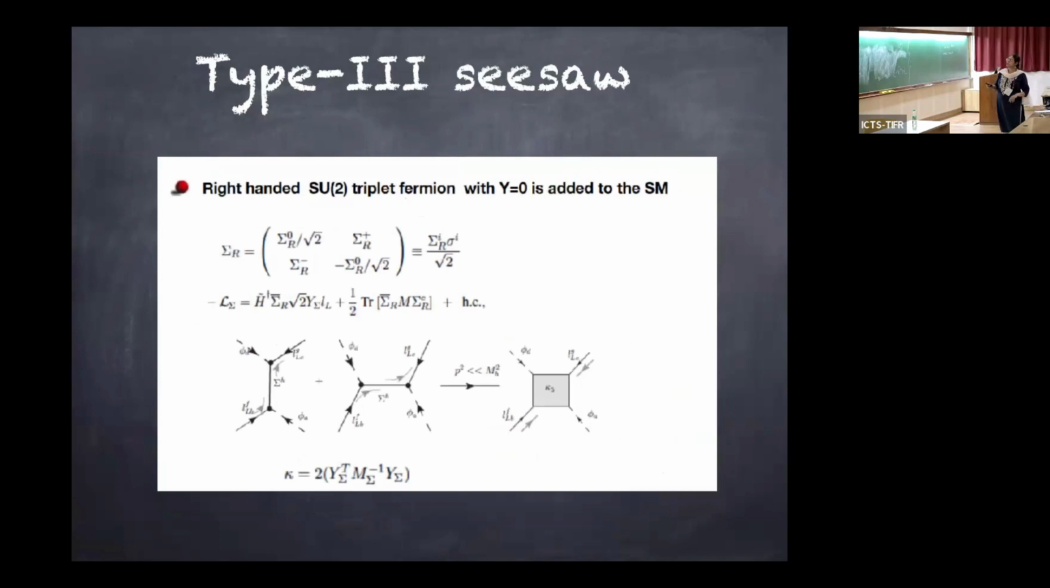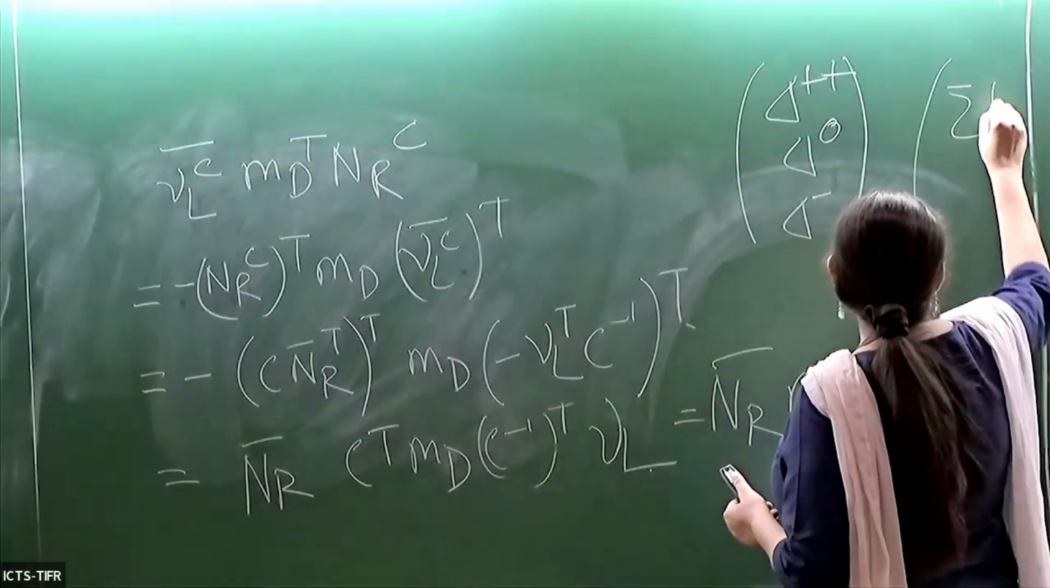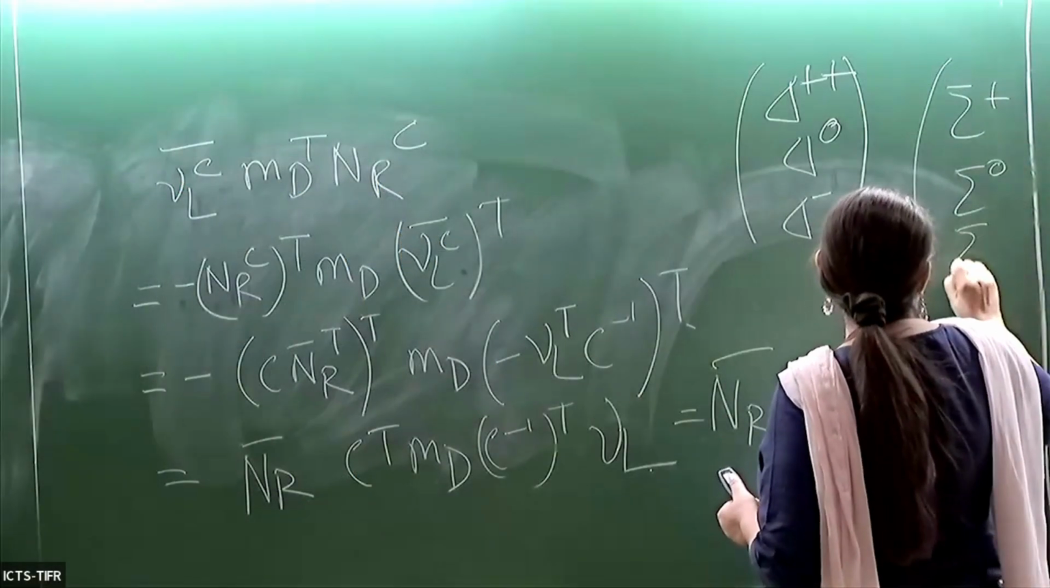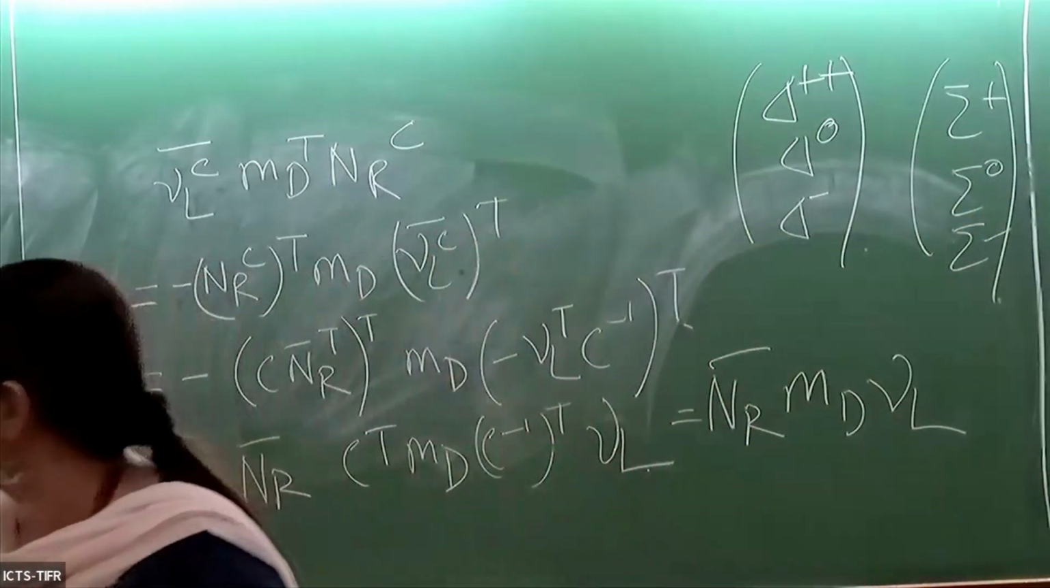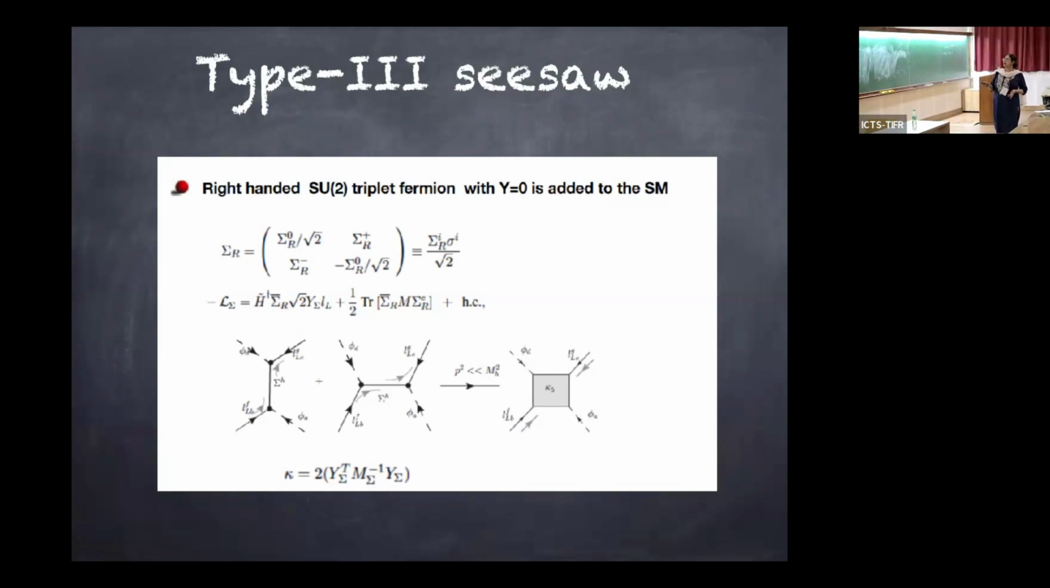I can also have a type 3 seesaw. This is like the type 1 seesaw. This is a triplet fermion, but here I have Y equal to 0. So here my fermion field is sigma plus, sigma 0, sigma minus. So again, it's like the type 1 seesaw. The only thing is that this is an SU(2) triplet. Again, you can do this and you can get this type of seesaw relation.